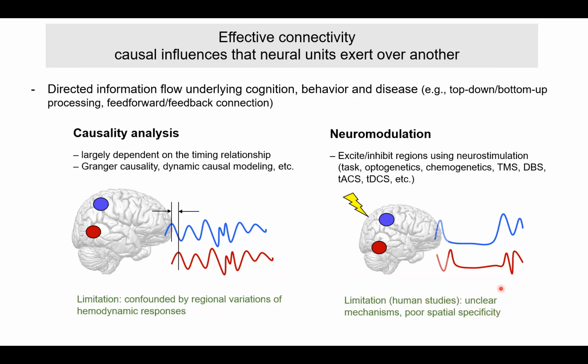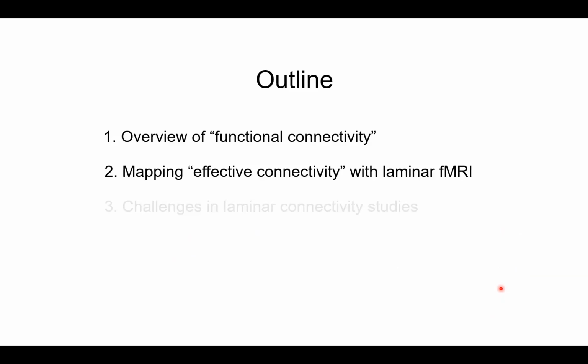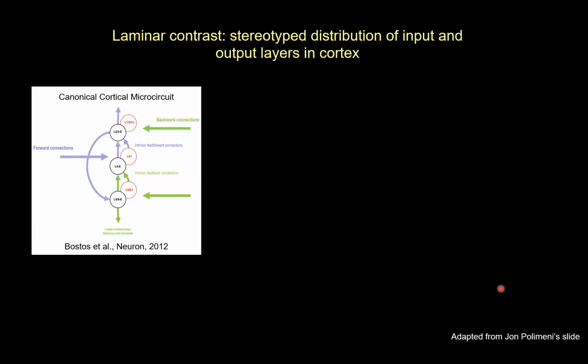Okay, great. So here, for the second part, we discuss how laminar fMRI can provide an opportunity for us to map these effective connections across the brain. We have seen this canonical cortical microcircuit in several lectures throughout this course, and this gives us an idea of inferring the input and output, feed-forward and feedback connections in different brain regions.